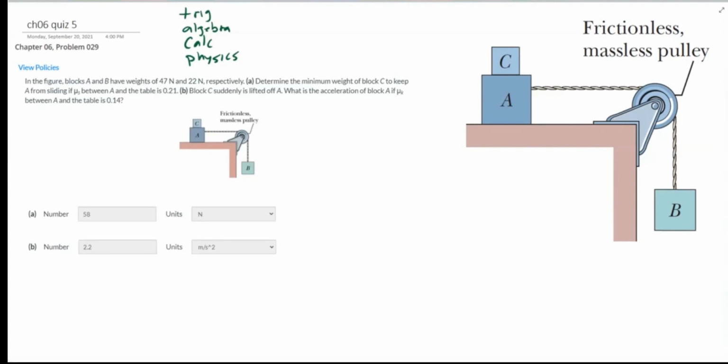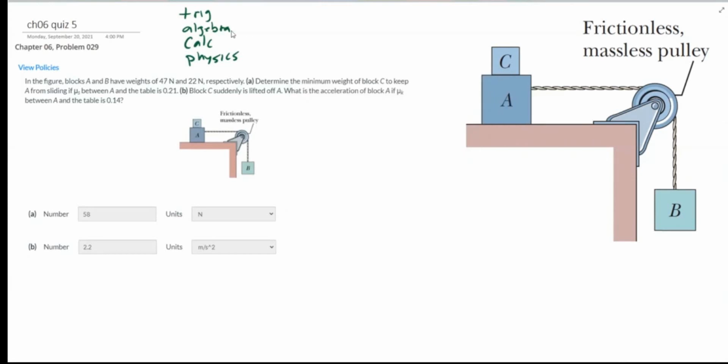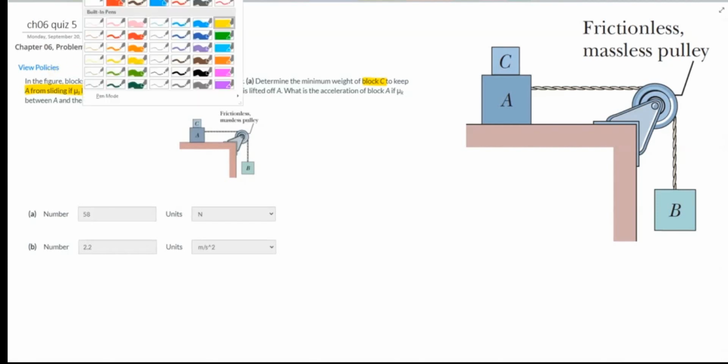All right, so this says, in the figure, blocks A and B have, so I know the weight of block A, I know the weight of block B. Fine. Determine the mass of block C that's needed to keep things stationary. Determine the minimum weight of block C to keep A from sliding. That is the question for part A. So, free body diagram time.